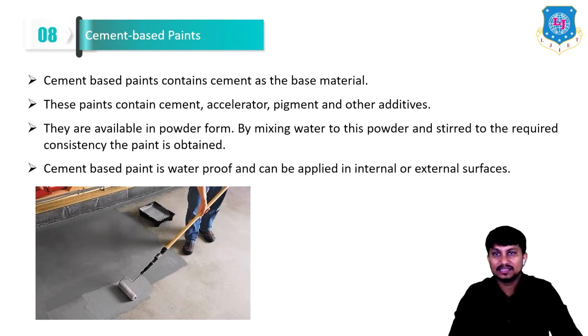Next type of paint is cement-based paint. Cement-based paints contain cement as a base material. These paints contain cement, accelerator, pigment, and other additives. They are available in powder form. By mixing water into this powder and stirring to the required consistency, the paint is obtained. Cement-based paint is waterproof and can be applied on interior or exterior surfaces. This is how cement-based paint is applied.